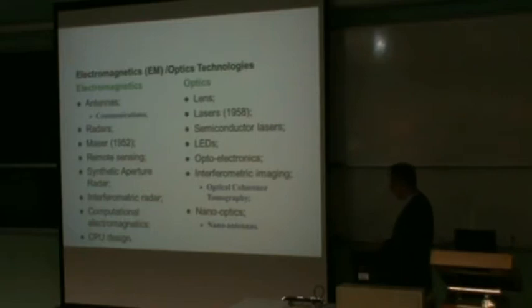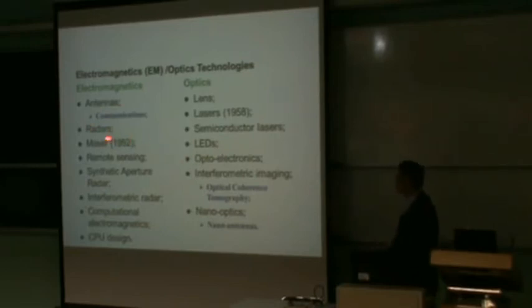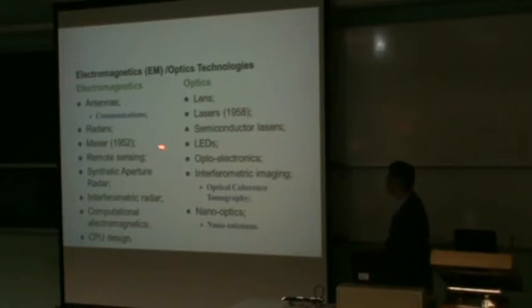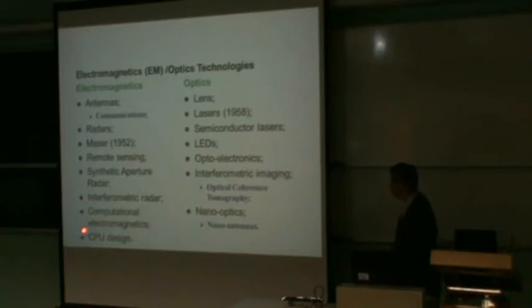And if we just look at the technologies that we have in electromagnetics and optics, electromagnetics have driven antennas, which is extremely important for wireless communication. The cell phone you have has an antenna in it. Of course, radar became very important during the Second World War. And some of the ideas, like masers, were actually proved in microwave first before it has its light or laser counterpart, because technologies are often much more easily done at microwave frequencies. We had remote sensing, synthetic aperture radar, interferometric radar, computational electromagnetics, and now electromagnetics plays a very important role in the CPU design of computers.